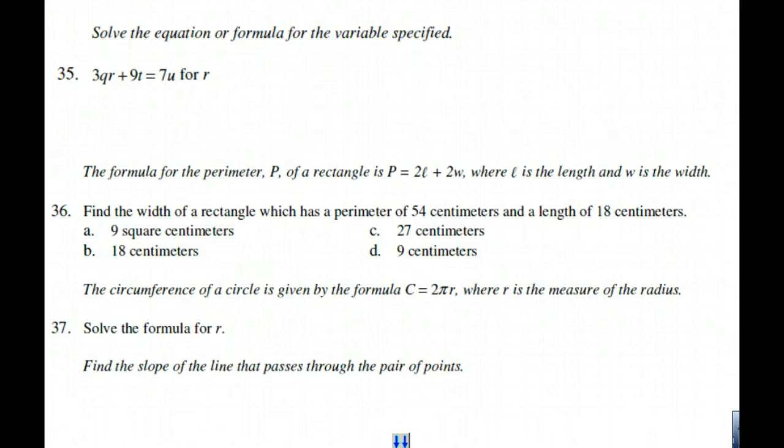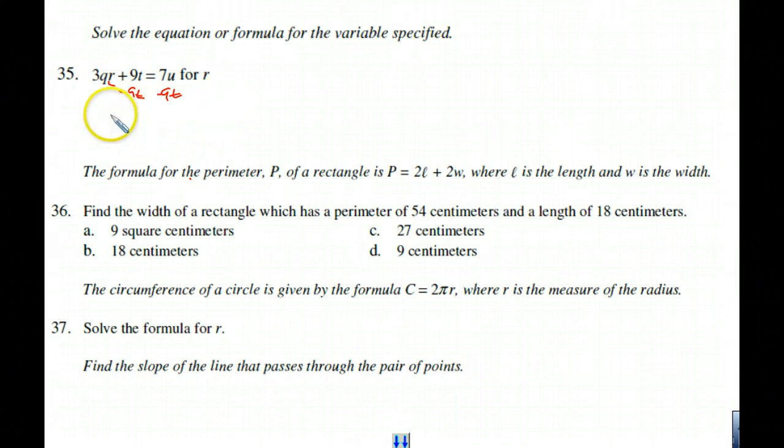Alright, let's get going on part 2. It's number 35. We want to solve the equation or formula used for the variable specified. So on number 35, we want to solve for r, which means we have to move the positive 9t to the other side, and we have to get rid of the 3q. So since this is a plus 9t, I'm going to subtract 9t.